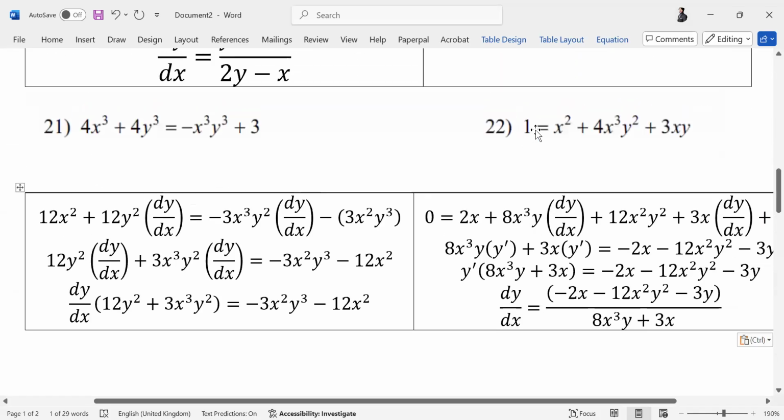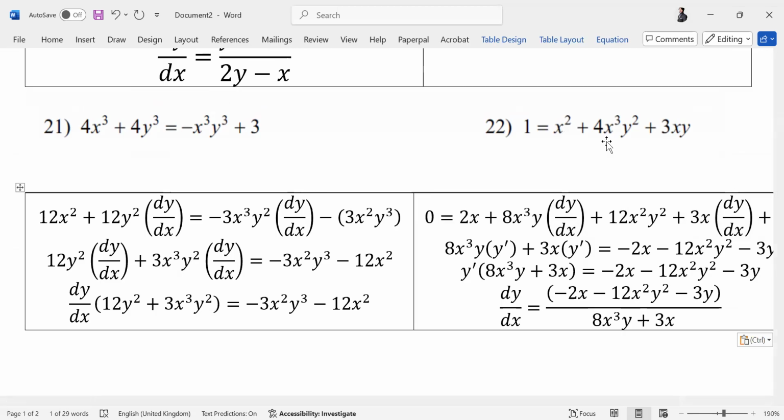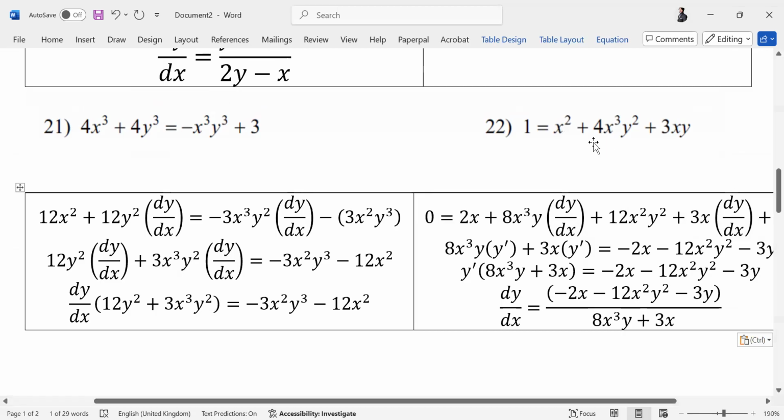What about the other one? Same thing, the derivative of 1 is 0. The derivative of x square is 2x. The derivative of 4x cube y square is, what will we do in this? How will we differentiate? Product rule. 4x cube will multiply by the derivative of y square. And what is the derivative of y square? 2y dy by dx. And that will end up getting me 8x cube y dy by dx.